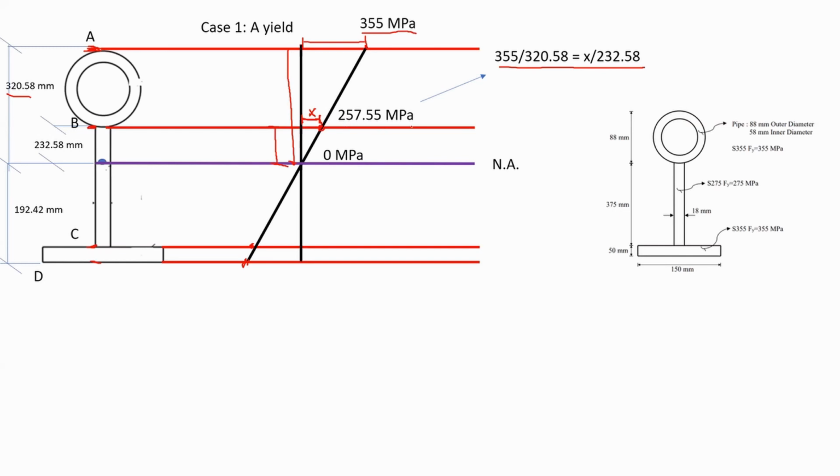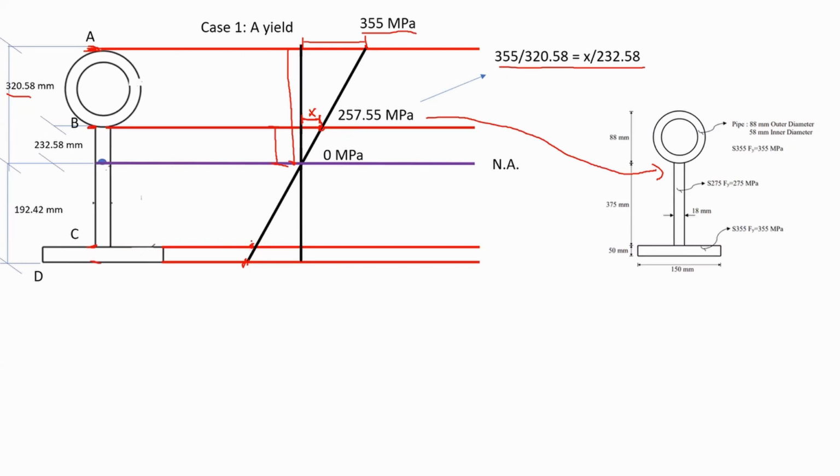Now notice something. If you compare the 257 stress with the stress values in here, that's 275 for this member, you will notice that the stress is less than the yielding stress. Therefore, we can continue. We are on the safe side. If it was more, I would have to start over again my assumption and say that the yielding would first happen at point B, and I would give it the value of 275. But this is not the case. So I continue and check for the other points.